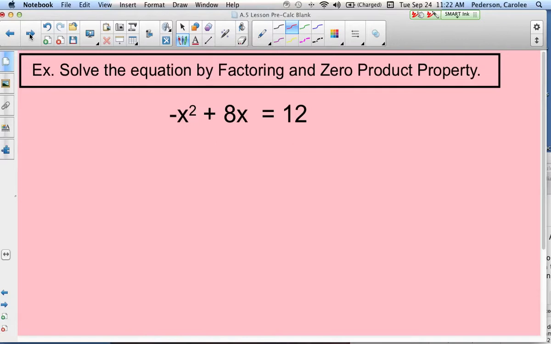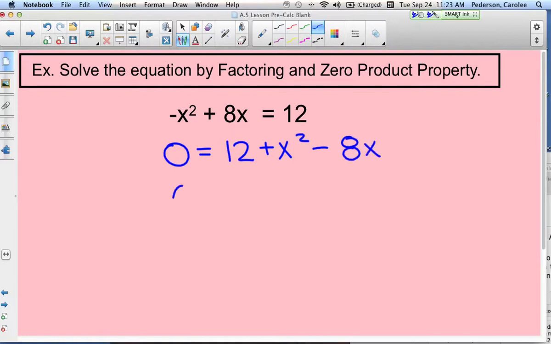Our second example is again factoring and using the zero product property. This is a quadratic equation, but it's not in standard form. So my recommendation is to bring everything over to the right-hand side. So we're going to add 12x squared to both sides, and we're going to subtract an 8x from both sides.